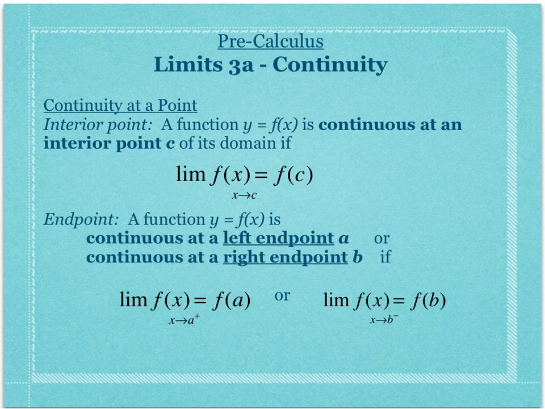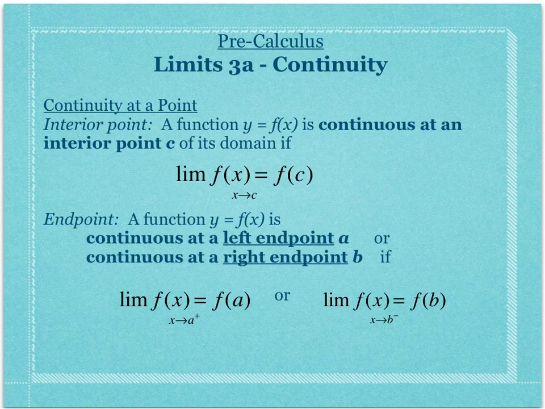Now, the only way for a function to be continuous at an interior point is if the limit at that point, and again notice this is an overall limit, not just a left or right hand limit, is equal to the value of the function at that point. So the limit and the value of the function have to be the same in order for this to be a continuous function. That's an interior point.